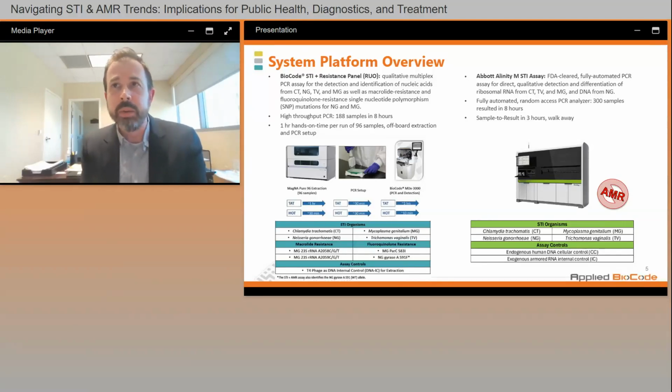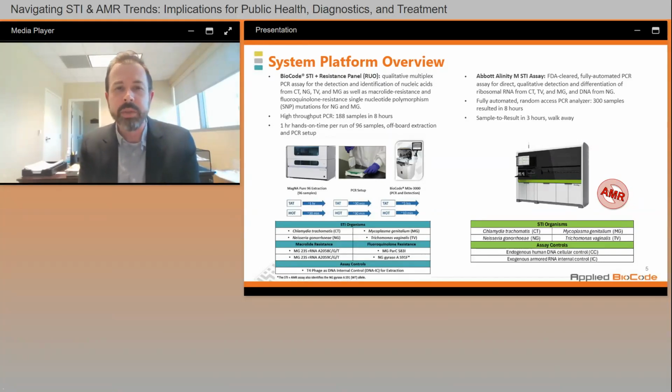It does include two levels of internal control within the reaction: an endogenous human cellular control, as well as an exogenous armored RNA that's spiked into the sample at the time of extraction. For this instrument, it's best suited for high volume laboratories running multiple assays. They have several others beyond just STI, for respiratory and viral load monitoring. But it does show high agreement with a lot of the other FDA approved assays on the market, such as Hologic Panther and the Roche system as well.